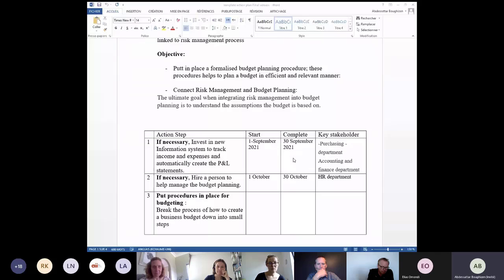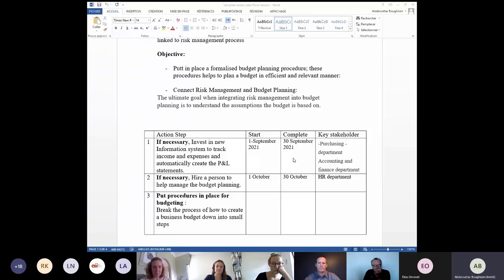The ultimate goal when integrating risk management into the budget planning is to understand the assumptions the budget is based on. Action plan. Start by, if necessary, investing in a new information system to track income and expense and automatically create the profit and loss statement. It starts the 1st September and completes the 13th.